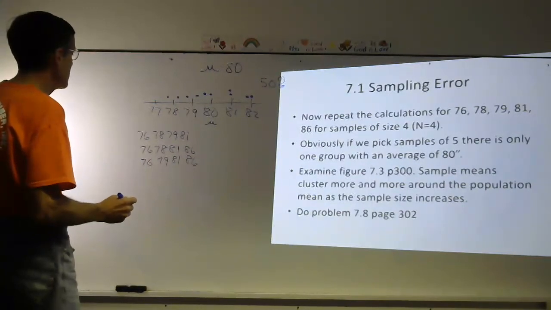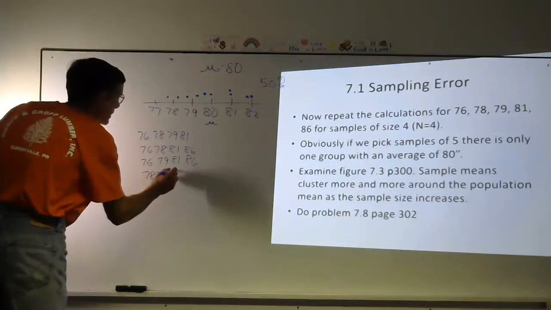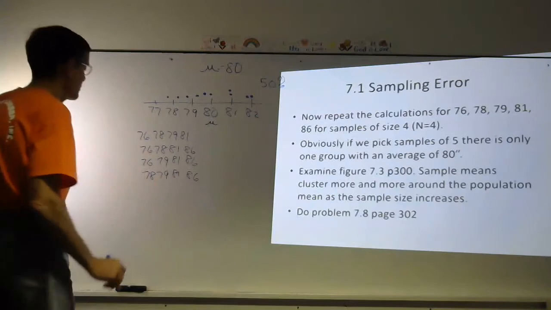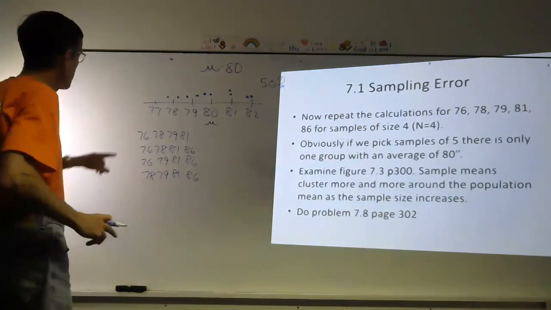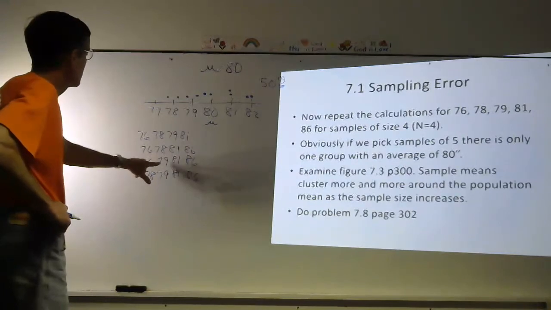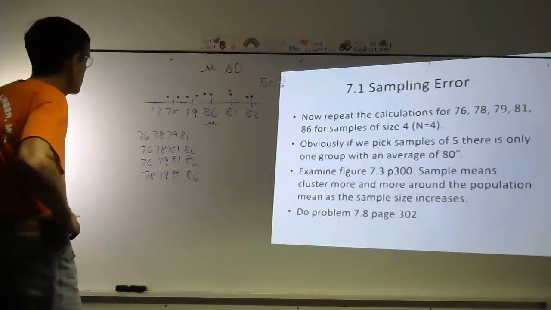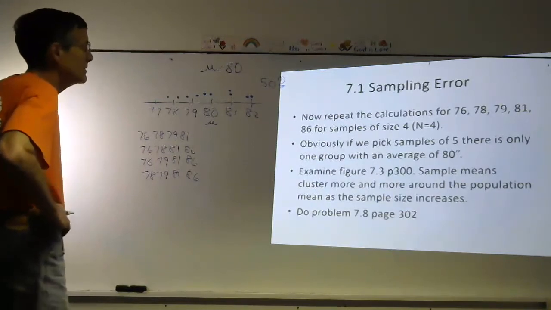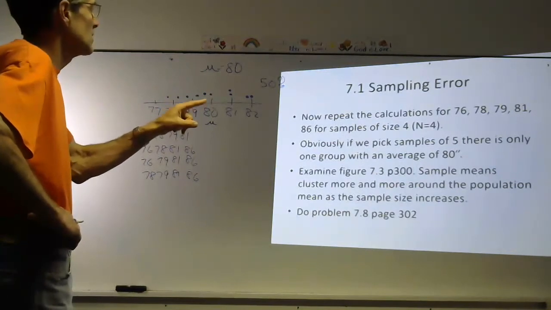76, 78, 81, 86. How about 78, 79, 81, and 86? There's 4. I need 1 more, darn it. 76, 70, here, 70, nope, did that one. 79, 81, and 86. Now, what's the last one? 76, 79, 81, and 86.